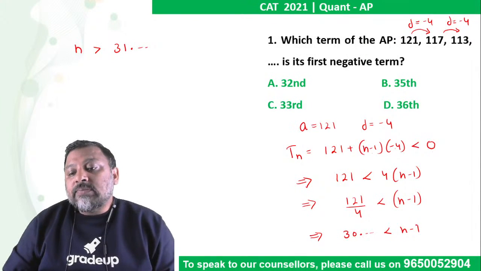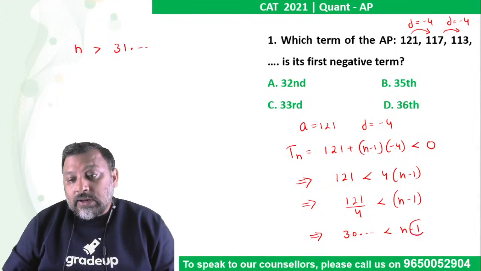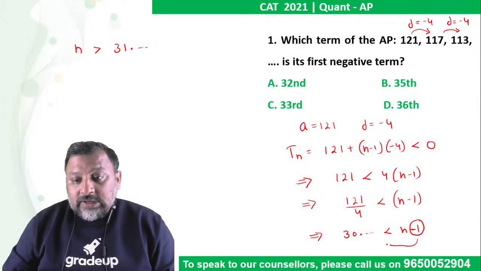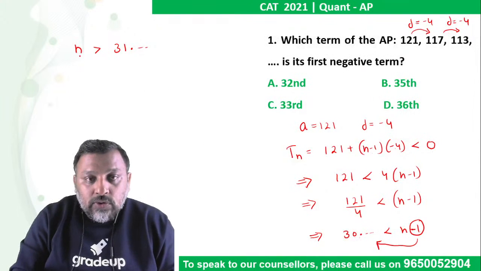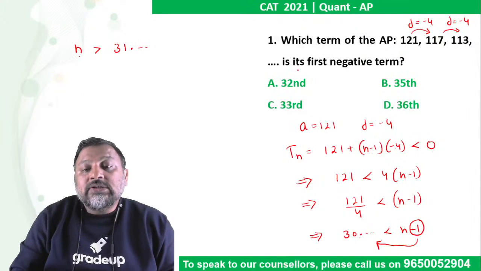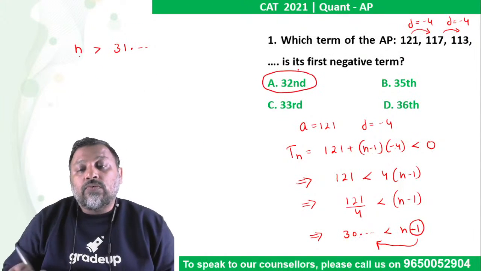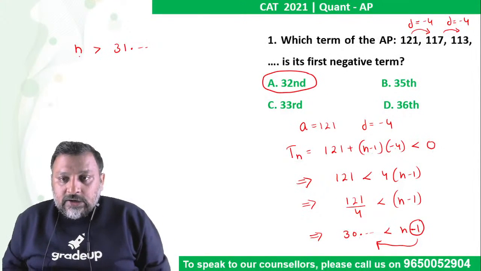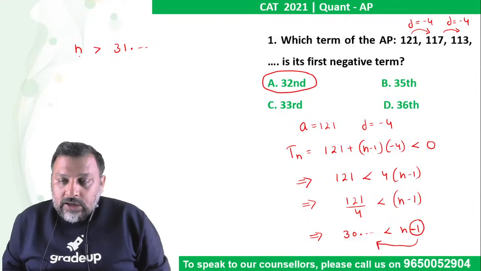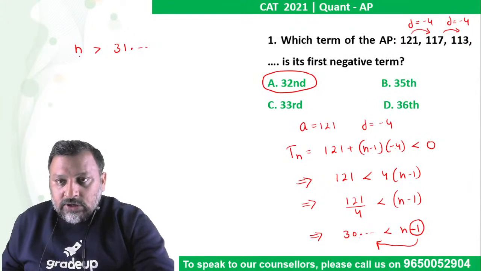So can we say n should be greater than 31 point something? If I bring this minus 1 to this side, it becomes plus 1, so it will be 31 point something. The value of n should be greater than 31, so n should be 32. So this is the first negative term, and Siddharth got this correct. Tush, Div and Kalash, all of you have got this correct. Very good, guys. So the answer is A option.